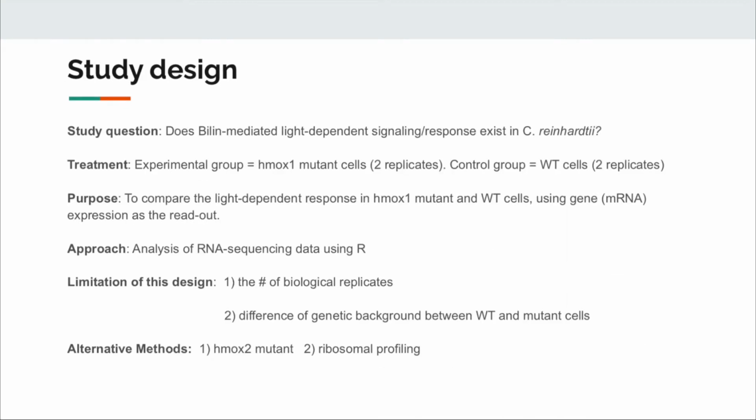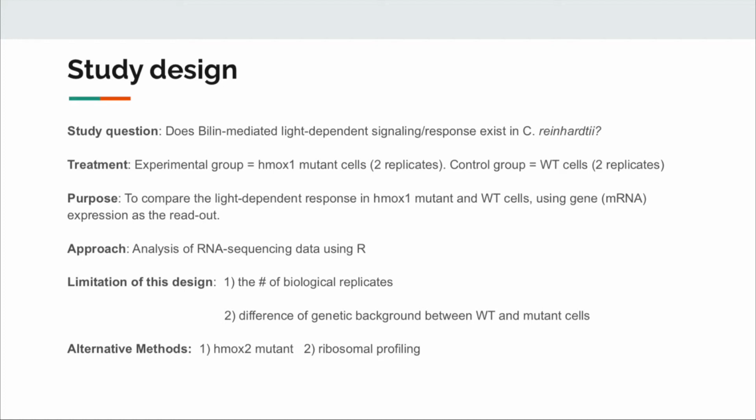In our study design, our main study question is, does bilin-mediated light-dependent signaling exist in C. reinhardtii? The two main treatments used were HMOX1 mutant and wild-type cells with 2 replicates each. To determine the number of differentially expressed genes, we compare light-dependent responses in mutant and wild-type cells by analyzing mRNA expression and using the R program.